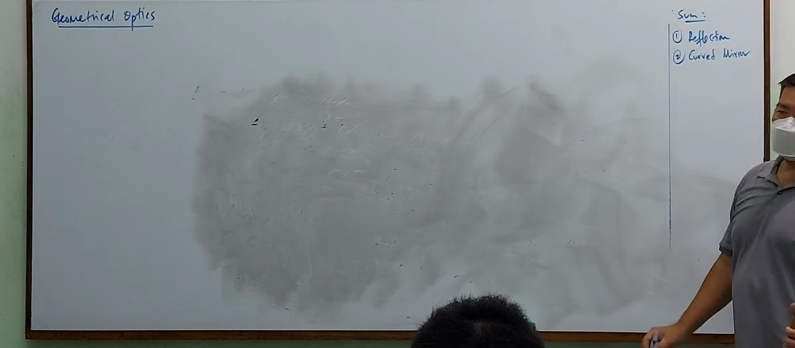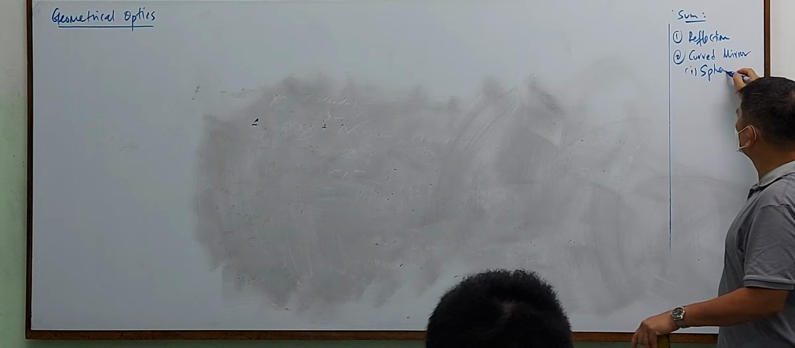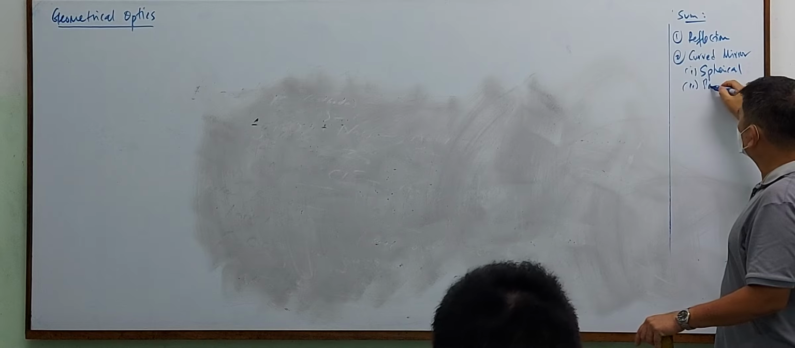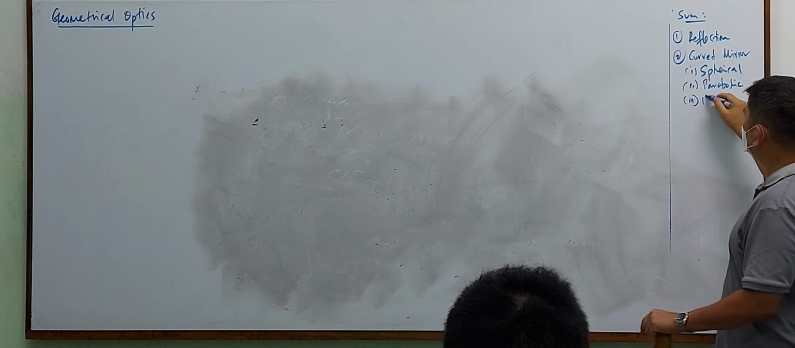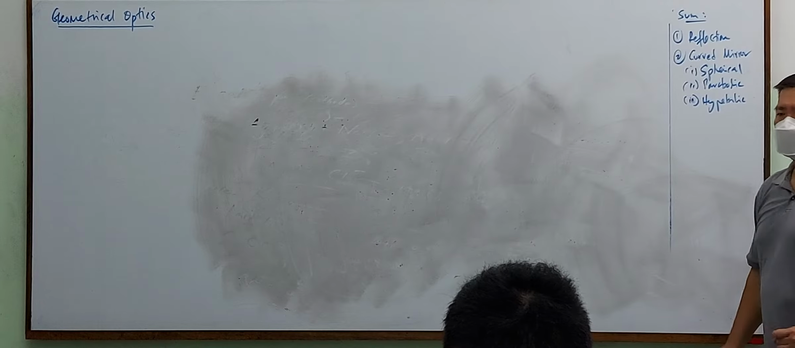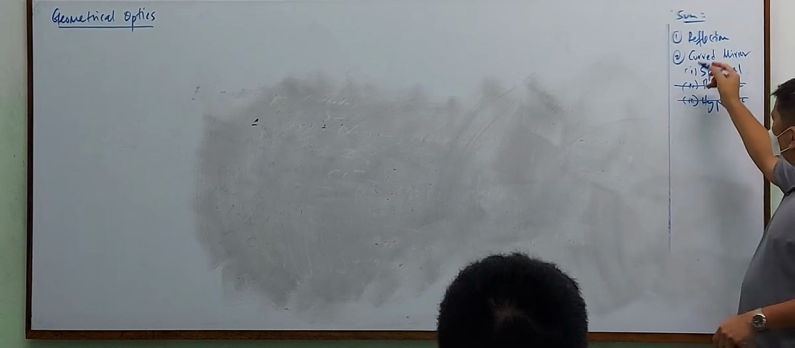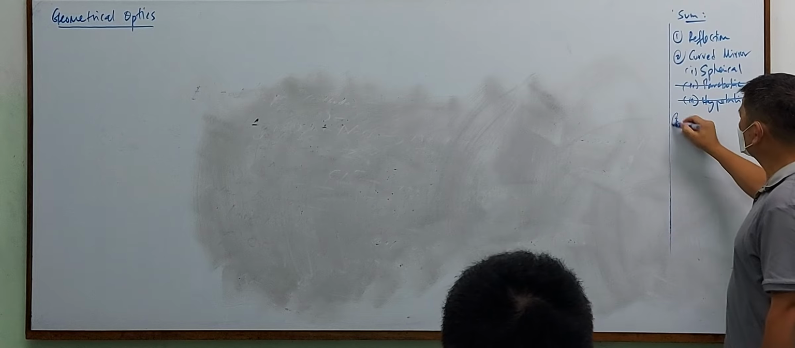Curved mirror, we have three types. The first one is the spherical curved mirror. Number two is a parabolic curved mirror. The third one is the hyperbolic curved mirror. But you only need to know one. These two are not in the syllabus. And then after curved mirror, we go to refraction.